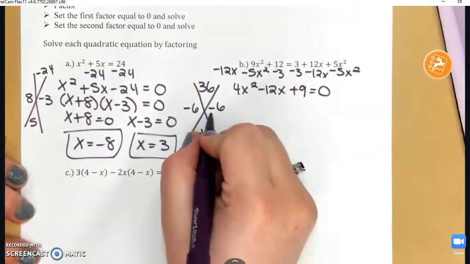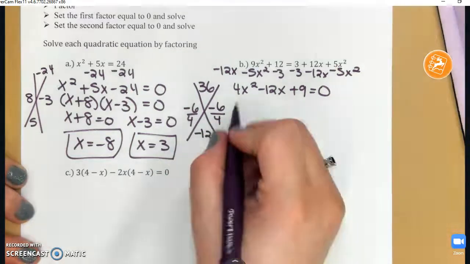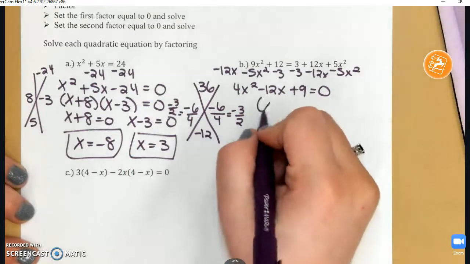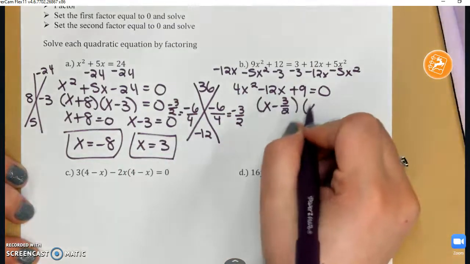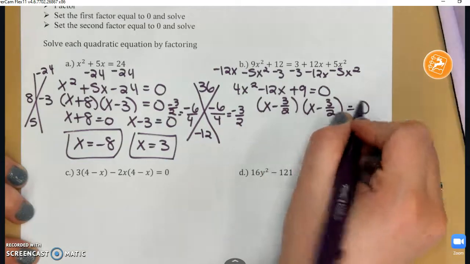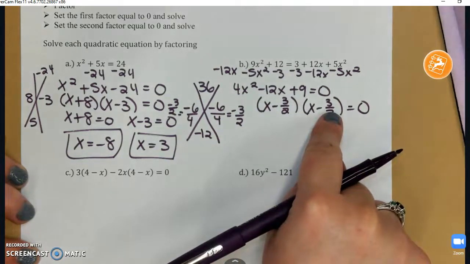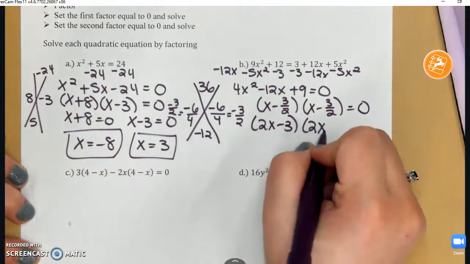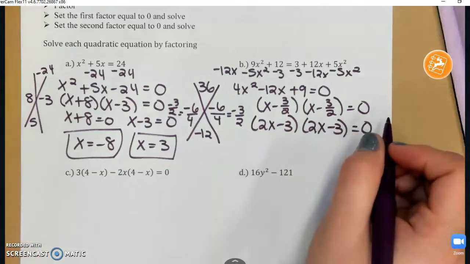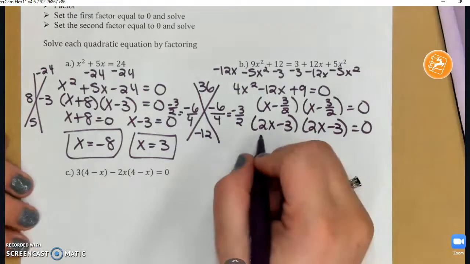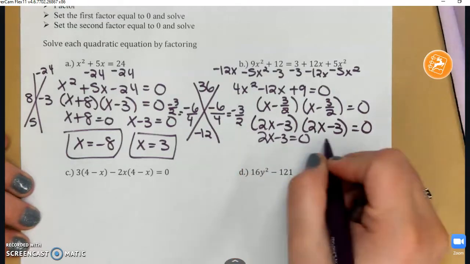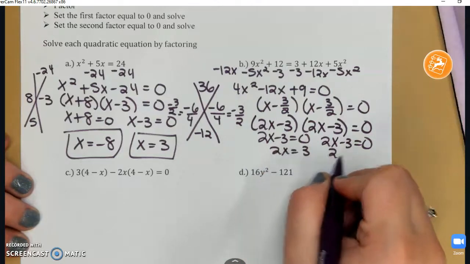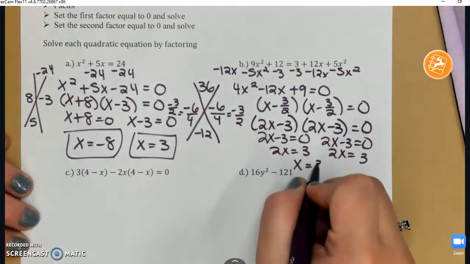A is bigger than 1, so I need to divide by 4. And this is going to reduce to negative 3 over 2 for both of these. So x minus 3 over 2 times x minus 3 over 2. To clear those fractions, I multiply by my denominator, which is 2 for both sets of parentheses. So I have 2x minus 3 times 2x minus 3. And then when I'm solving, these parentheses are the same, so I'm going to get the same solution twice. And that is going to be 3 over 2.